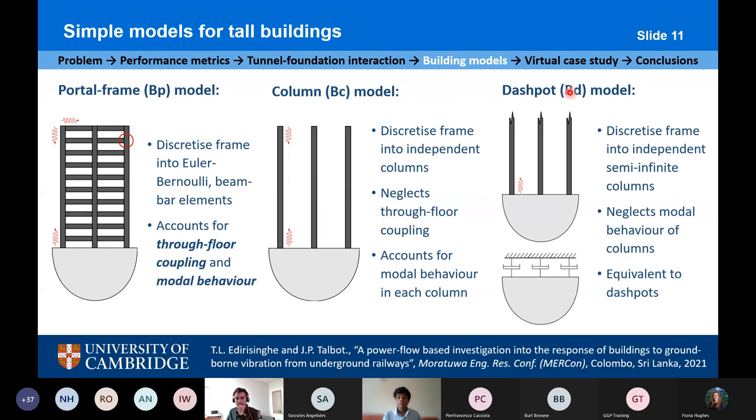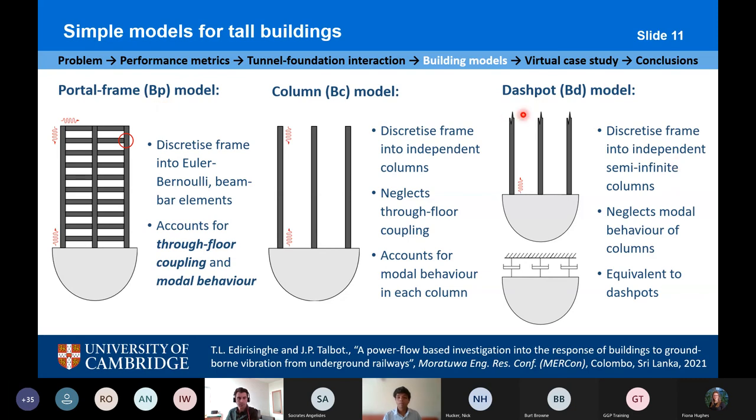However, the reason we call this a dashpot model is that if we go through the derivation of the equations of motion for this system, we find that the semi-infinite columns can be represented by a set of dashpots. And we find that the dashpot models are able to account for most of the dynamics when compared to the portal frame model.